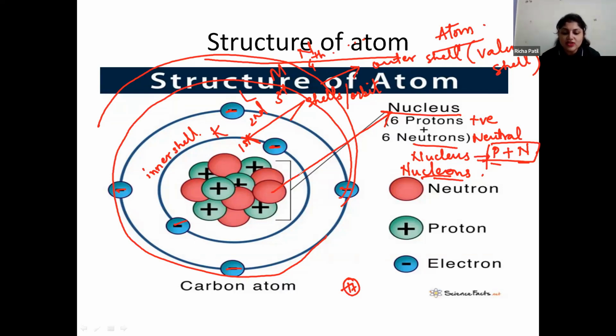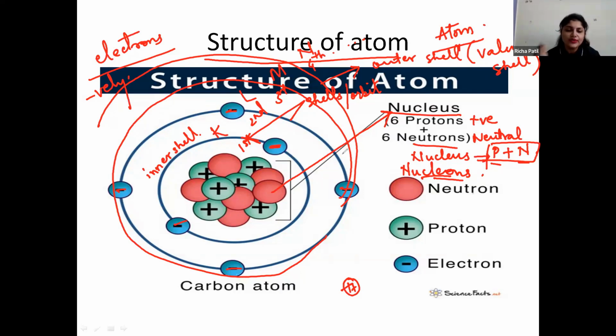Then what is present in the shells? In the orbits or shells, there are electrons. What is the charge on electrons? Electrons are negatively charged. So this is the structure of an atom.